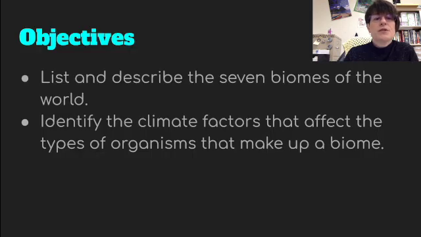So our objectives were to list and describe the 7 biomes of the world and identify the climate factors that affect the types of organisms that make up a biome. So don't forget your 5 questions in your notes and keep watching to answer the questions at the end.